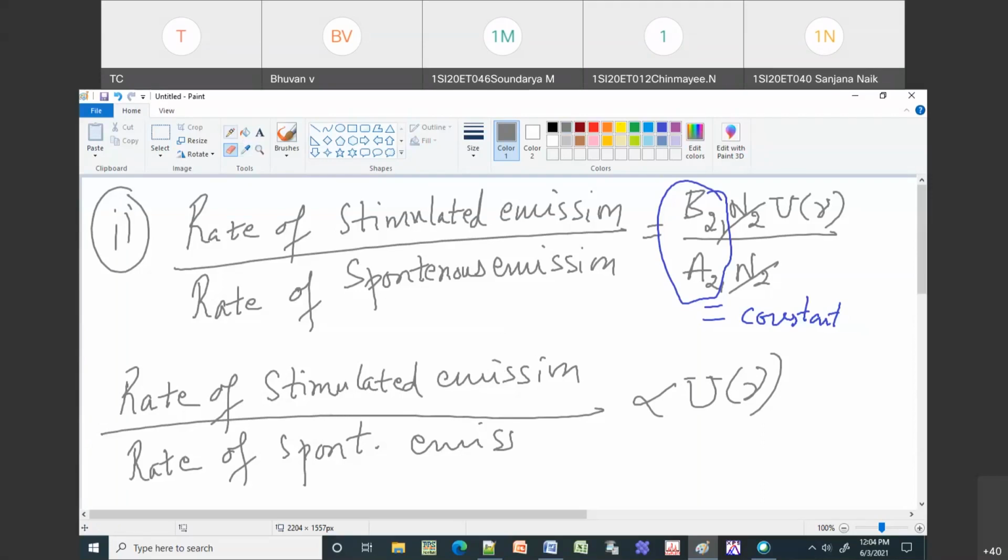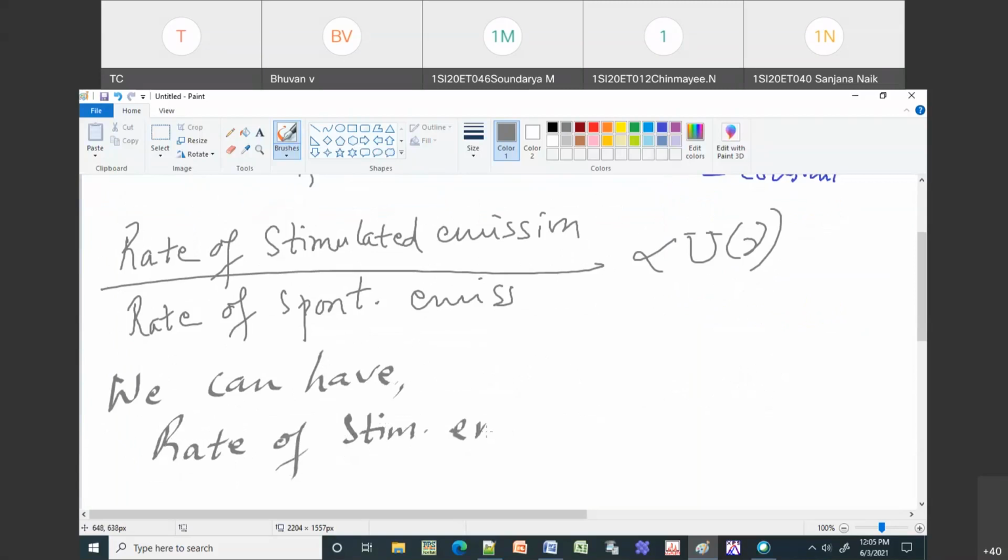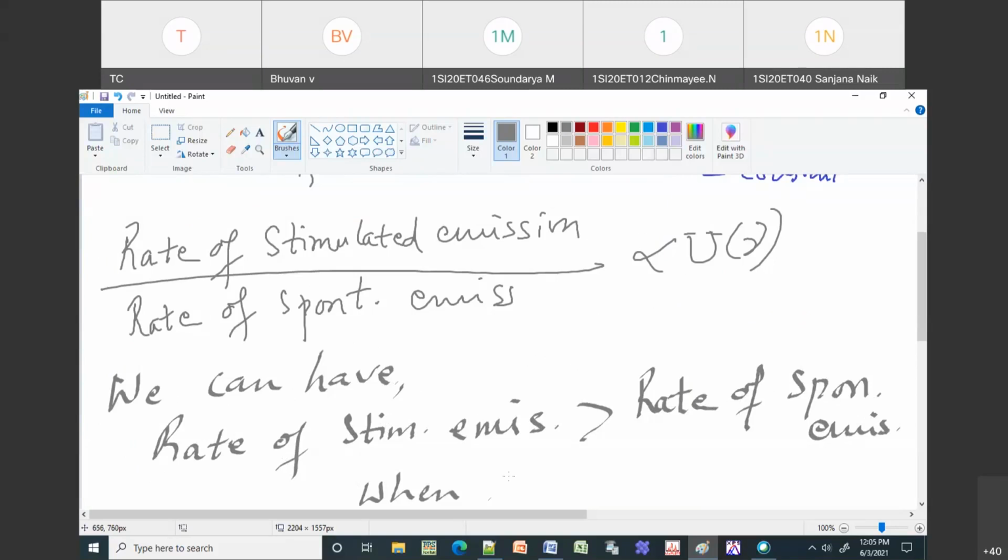Now if I want to give the conclusion, we can have the rate of stimulated emission more than the rate of spontaneous emission only when your u of nu is very large. What is the meaning of u of nu? U of nu is your energy density. Energy density refers to the number of photons that you are giving to the system.